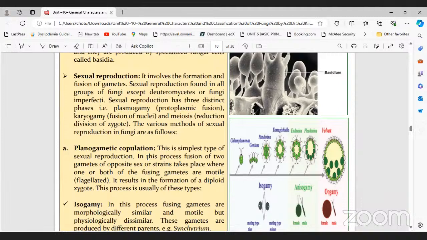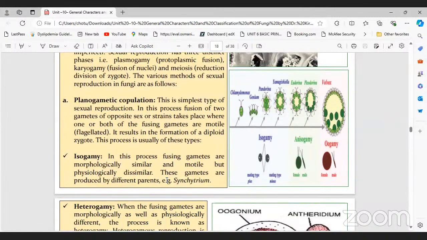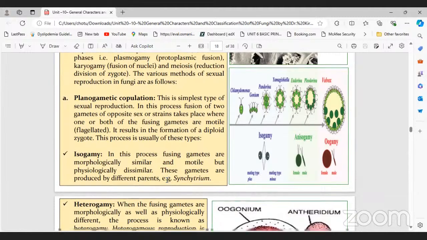One is isogamy, second one anisogamy, and third one is heterogamy. When the two fusing gametes are of the same shape and size, they are called isogamy. In isogamy, fusing gametes are morphologically similar, motile, but physiologically dissimilar. These gametes are produced by different parents. Example is Syncytrium.